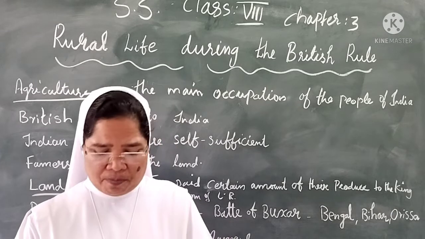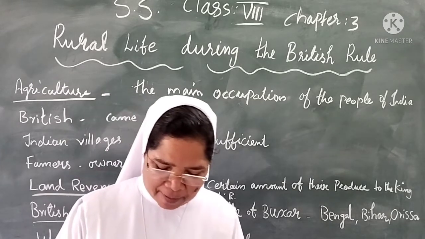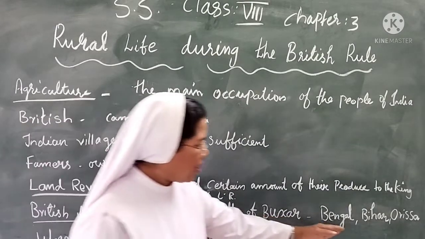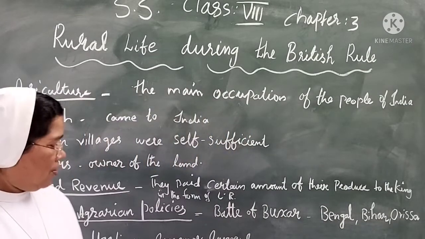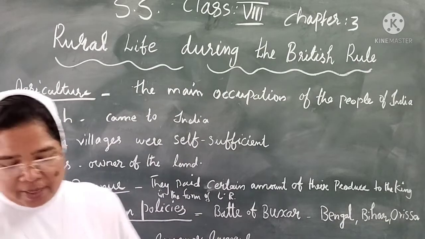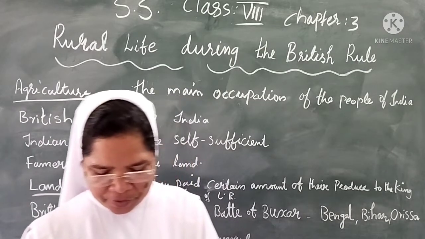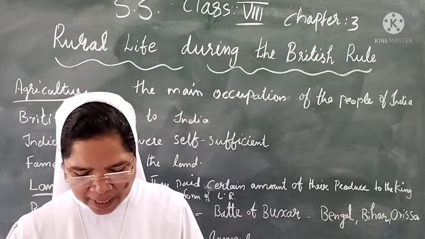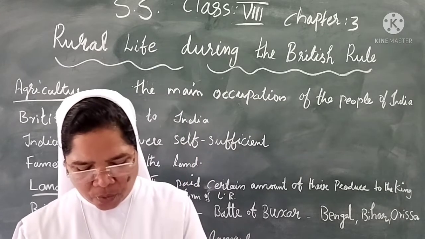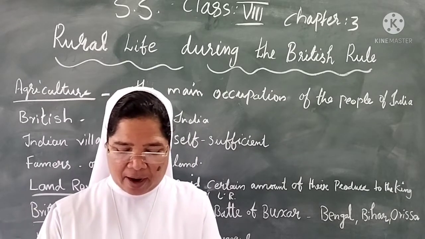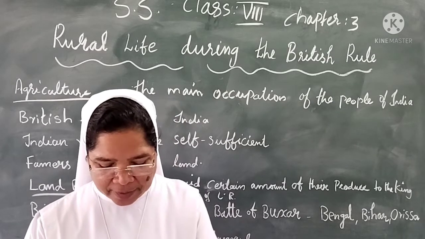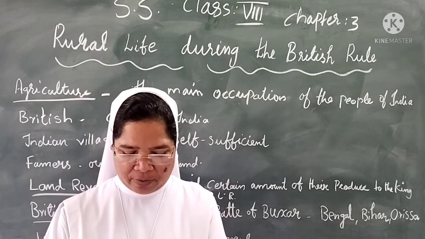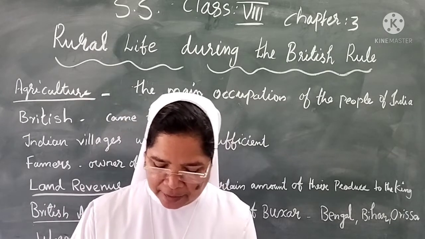After the Battle of Buxar, the English East India Company got the right to collect the revenue of Bengal, Bihar and Odisha. The company required money to purchase goods in India and export them, to run the administration, to maintain an army, and to fund the numerous wars that they fought.